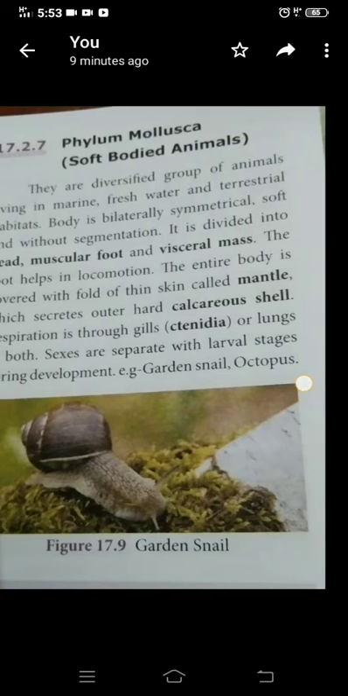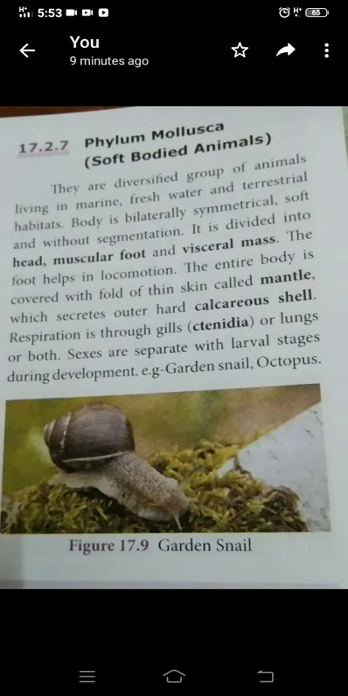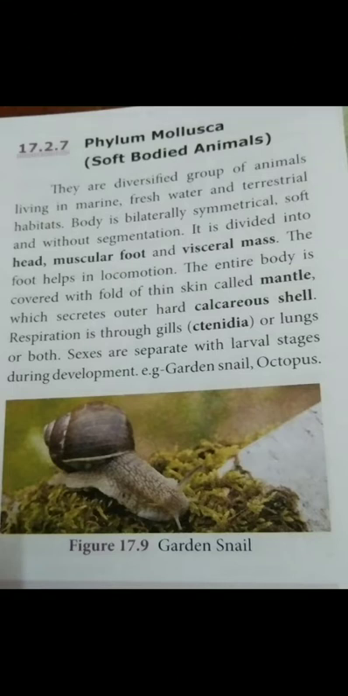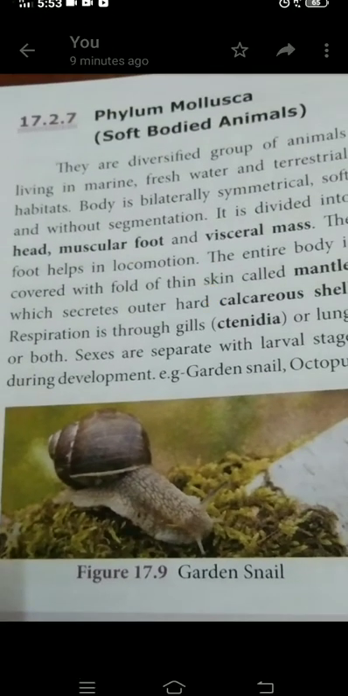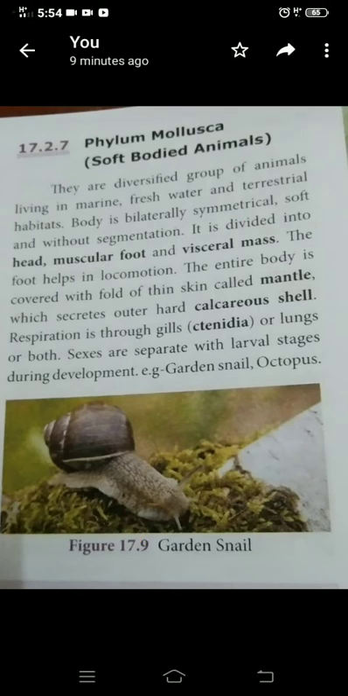Body is bilaterally symmetrical and soft. The body nature is soft-bodied animal. So it has a head, then a muscular foot, and then a visceral mass. The foot is used for locomotion. The entire body is folded inside the mantle. The shell-like structure we call the mantle is a calcareous shell made up of calcium.